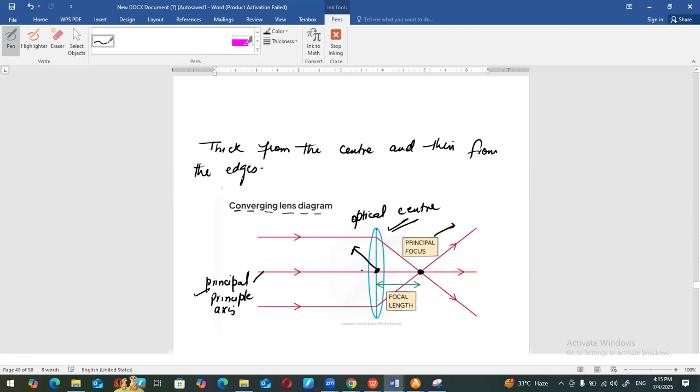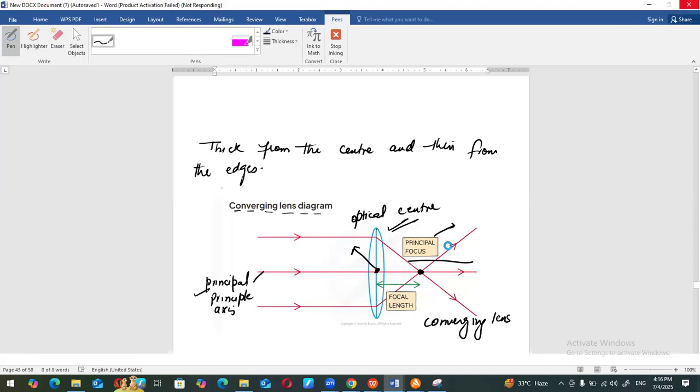Now, another very interesting point is that because this convex lens is converging all the light rays at one point, it is also called a converging lens, because it has the ability to make all the lines meet at one point, right? That's why we call it a converging lens. So this line, which is passing through the center as a horizontal line, is called the principal axis.